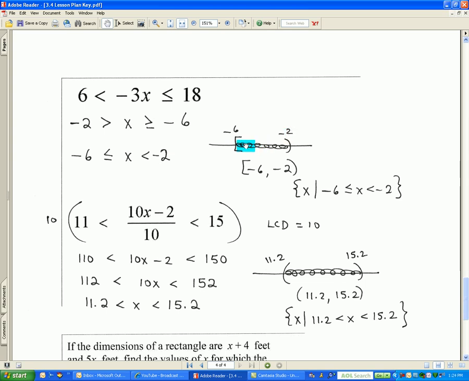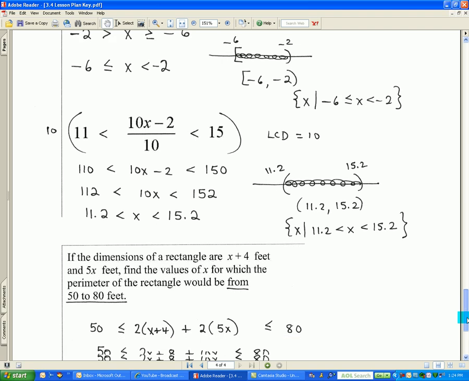-6 has a bracket on it since it's included. -2 does not. I shaded everything in the middle. Bracket -6 comma -2 for interval notation. And of course our set builder notation is the set of all x's such that x is sandwiched in between -6 and -2 with an equals as a possibility for the -6.